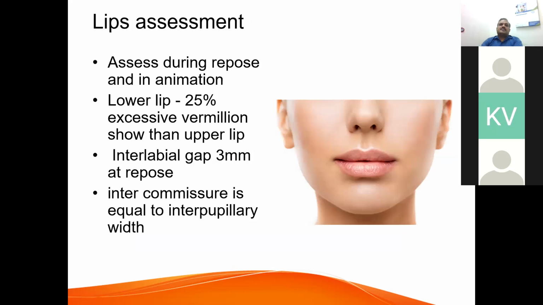Next, coming to the assessment of the lip. Assess the lip at rest, in repose, and in animation. The lower lip has 25% more exposure of vermilion show than the upper lip, and the interlabial gap is 3 millimeters. The intercommissure width is equal to the interpupillary line, or the line through the inner iris passes through the commissures. That should be equivalent for ideal proportions.